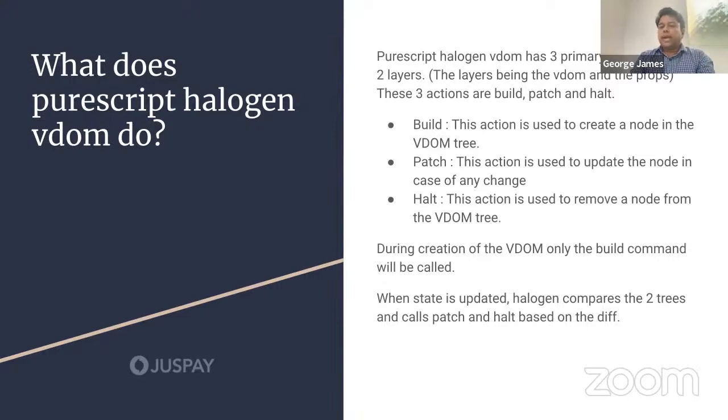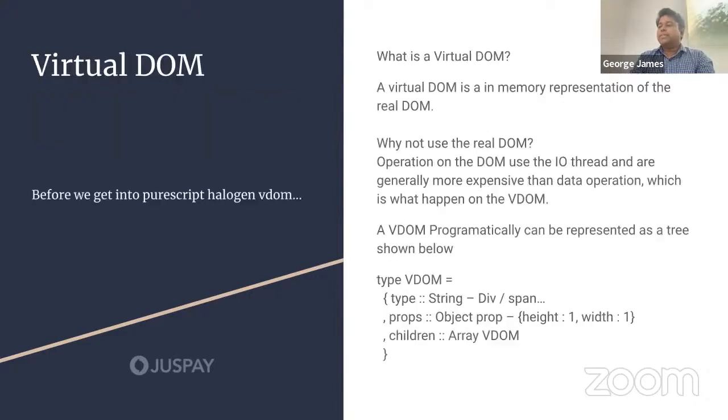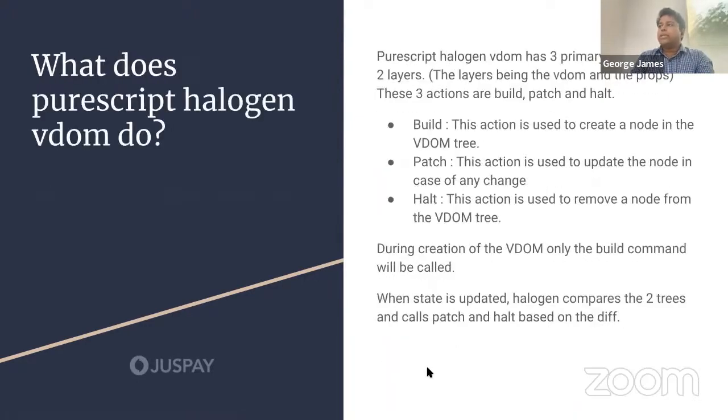Now coming to their implementation side, they have just three major things that they do everywhere. One is build, second is patch, and third is halt. And as the names suggest, build is used to create a node in a VDOM. So if you go back to the previous slide, you can see this is the representation of a node. Build is responsible for creating this structure. It is also responsible for actually drawing that node on your UI.